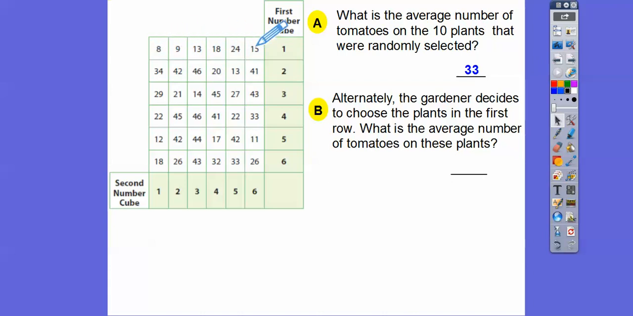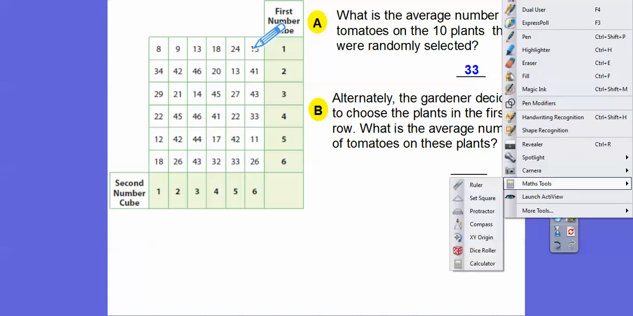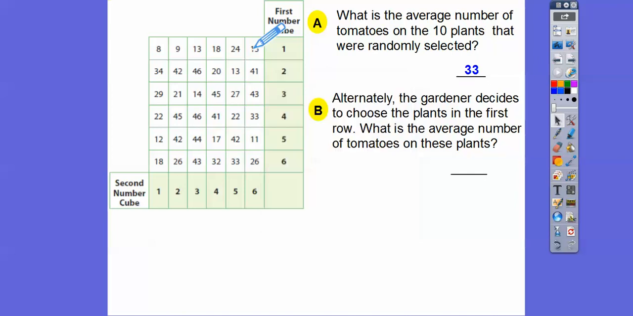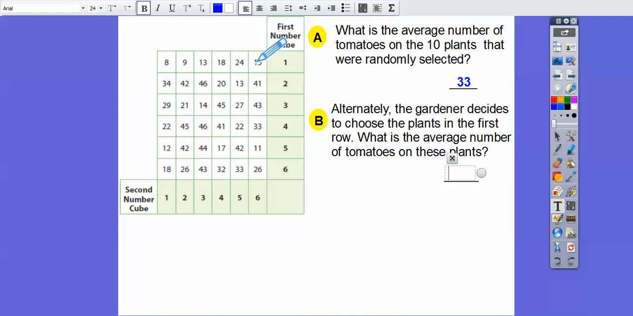Okay, well, there's only 6 of them, so I think I can add these in my head. 8 plus 9 is 17, plus 13 is 30, plus 18 is 48, 58, 68, 72, 82, 87. So if we take 87 and we divide that by 6, let's see if I did that right. 87 divided by 6, because there's only 6 in that row, we get 14.5. Okay, so that's what goes in here, 14.5. All right, so if we average the first row only, it's 14.5.